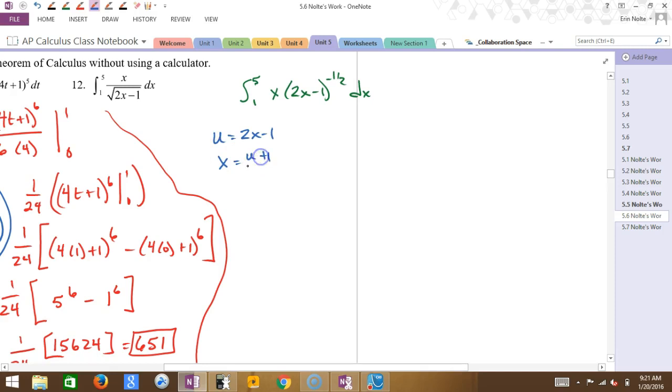U plus 1 over 2, which by the way is the same as 1/2 U plus 1/2, right? Okay, and that form is going to be helpful because my next step is to differentiate that. So my derivative of x is dx. What is the derivative of 1/2 U? Close. 1/2 du.